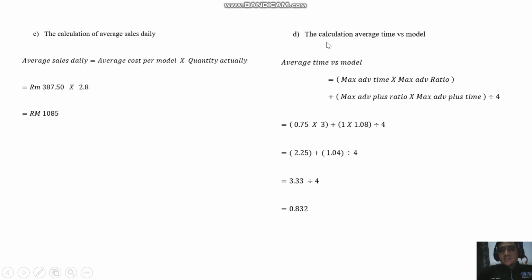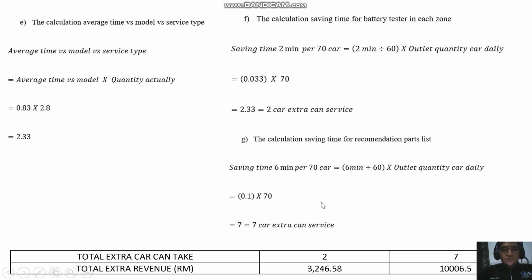For D, the calculation of average time versus model, the formula is the max Advanced time times Advanced ratio plus Advanced Plus ratio times Advanced Plus time, divided by 4. So the total is 0.832. E, the calculation of average time versus model versus service type. The formula is average time versus model times the quantity actually. So the result is 2.33.